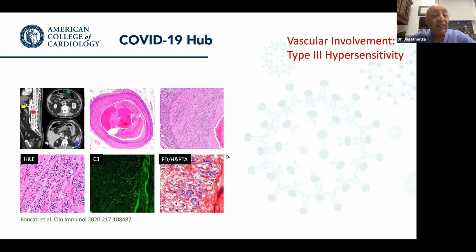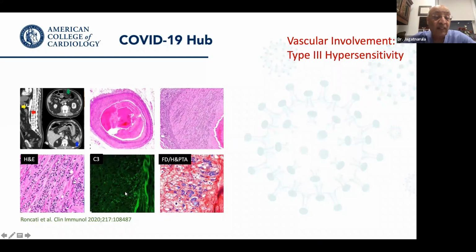Now, when vessel involvement occurs, as you can see here, in the abdominal aortic area, you can see the thrombus. You can also see the splenic artery, which is thrombosed in this CT scan. If you look at the arterial thrombotic occlusion in this case, there is significant inflammation across the vessel wall. Here you can see it at higher magnification.